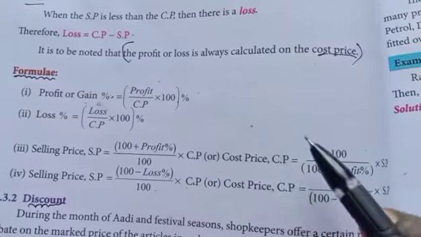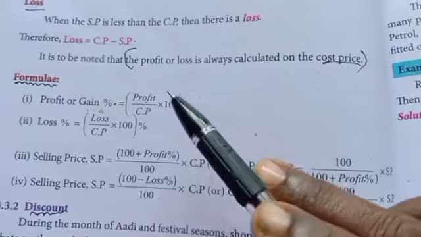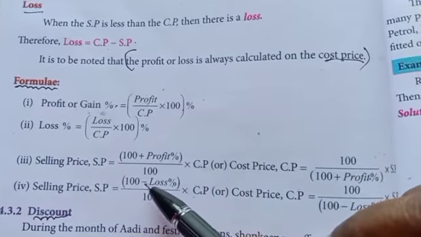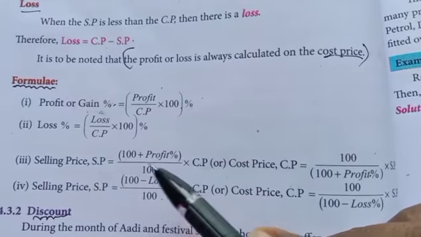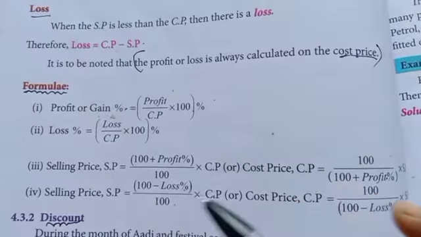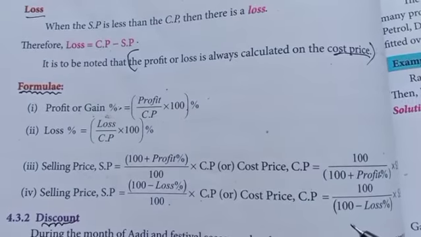These are the formulas. 1, 2, 3, 4, 5, 6. Six formulas are there, and you have to learn them well. For SP we have 2 formulas, and for CP we have 2 formulas.